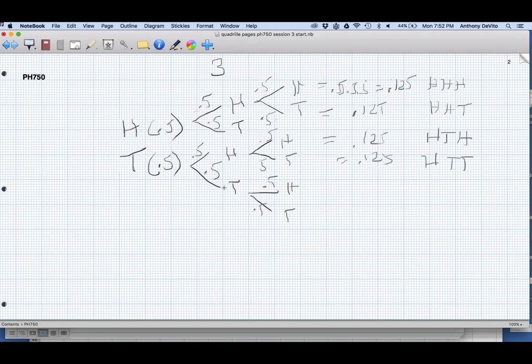All these are the same because it's 50%. They're all the same likelihood. How about tails, heads, heads? Tails, heads, tails. And then tails, tails, heads. And then finally, tails, tails, tails.